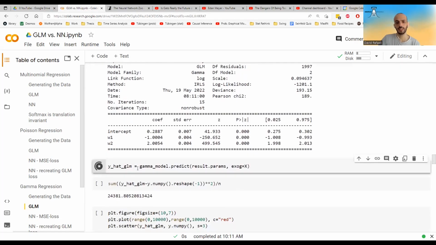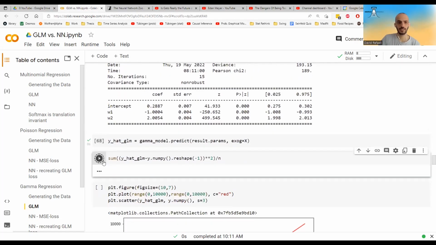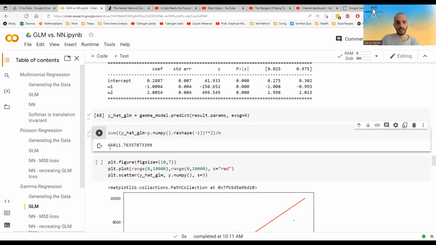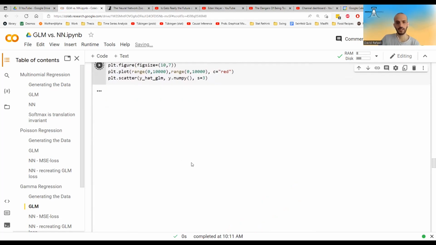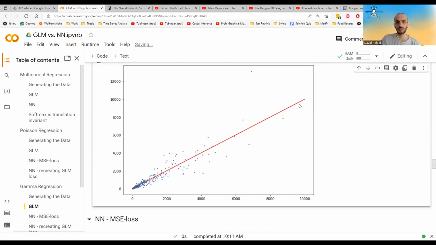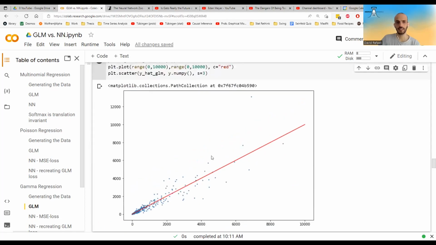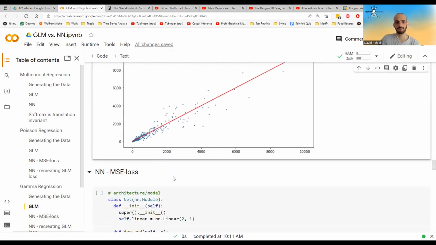I can now predict, and I can look at the MSE. It's 46,000 more or less. I can also plot it, and it looks something like this. So we see that it's not a perfect line. If the predicted was equal to the true, we would get everything on this diagonal line, but we see we are getting some deviations from it.